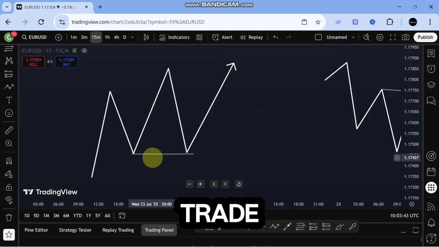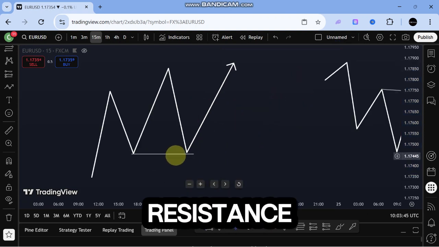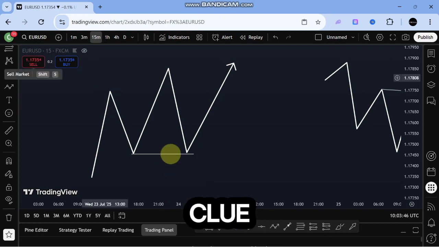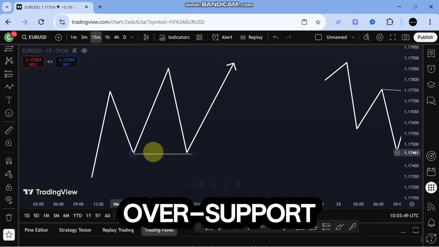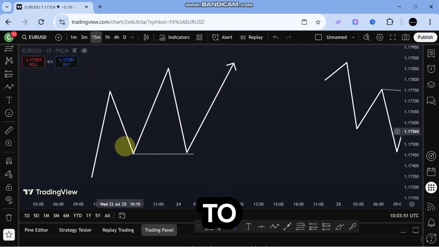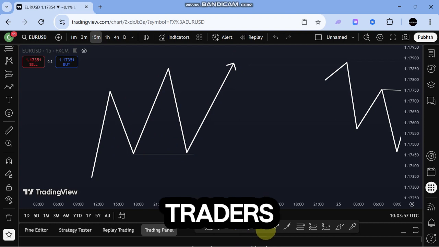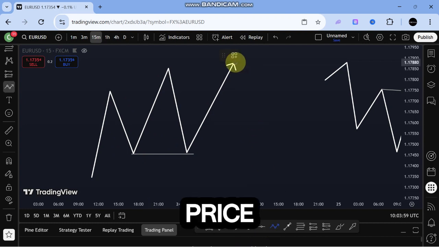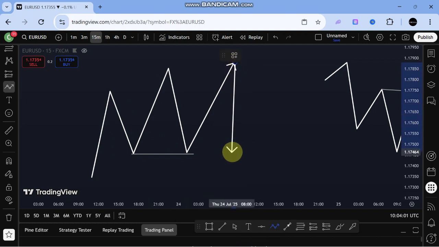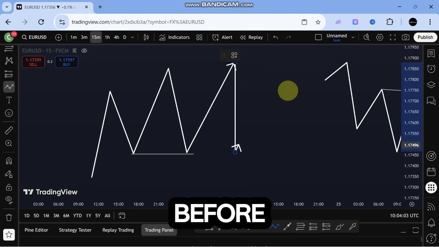For those retail traders who make use of support and resistance, this is an obvious support level because you can see price came to this place to test it, passes off, tests it again and passes off. So retail traders will be doing what? They will be expecting price to come to this place again to test it before price goes up.